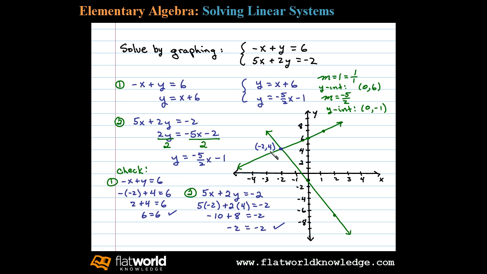So the point (negative 2, 4) satisfies both of the original equations. And we found that point by graphing both the lines on the same set of axes. So the solution by graphing is (negative 2, 4).